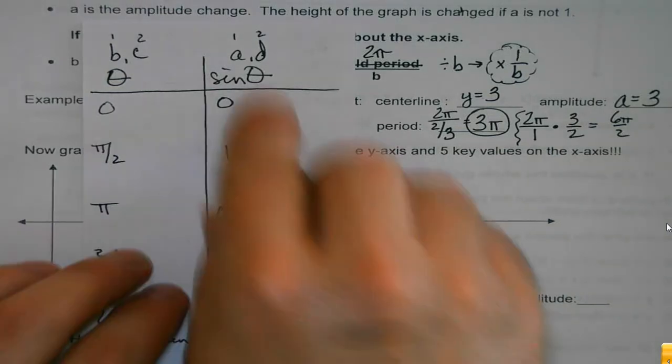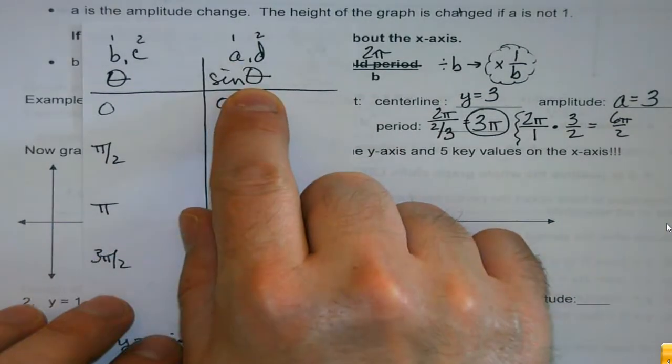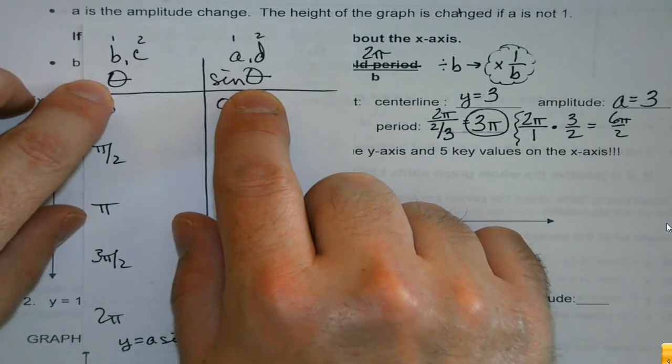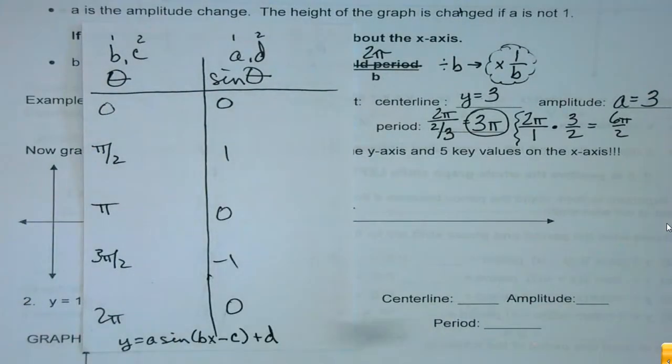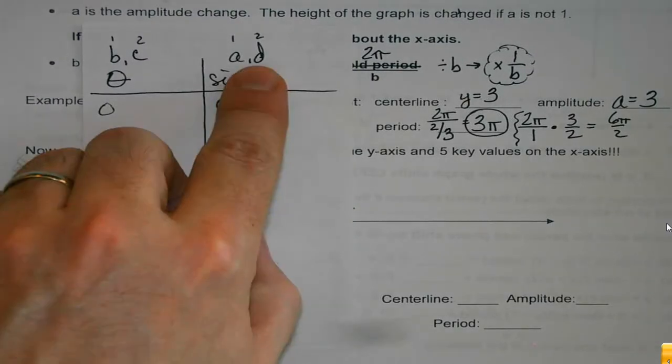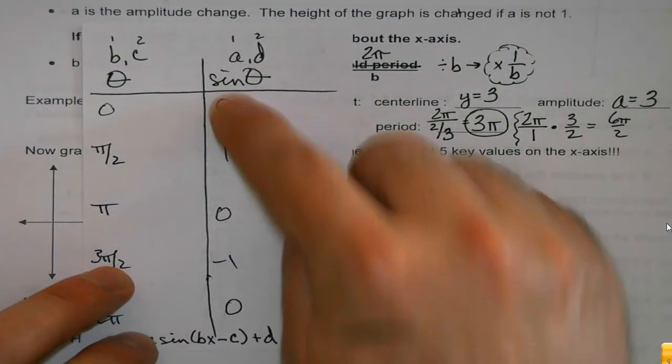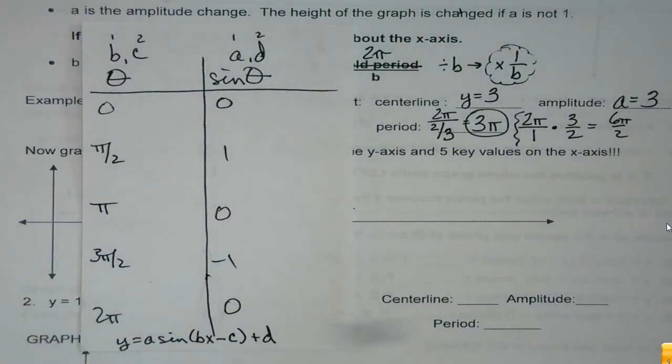Before, we talked about how the amplitude changed the value here, and my B value changed my degree measures. Well, what we're going to get into today with our vertical and horizontal shifts is they also will change one of each of those. So for this first part, our D, our vertical shift, is going to change my zeros and ones.